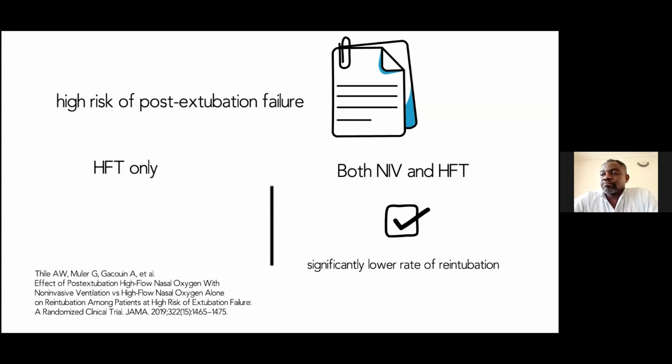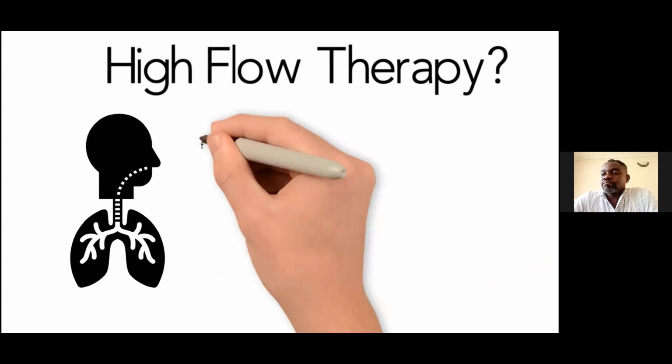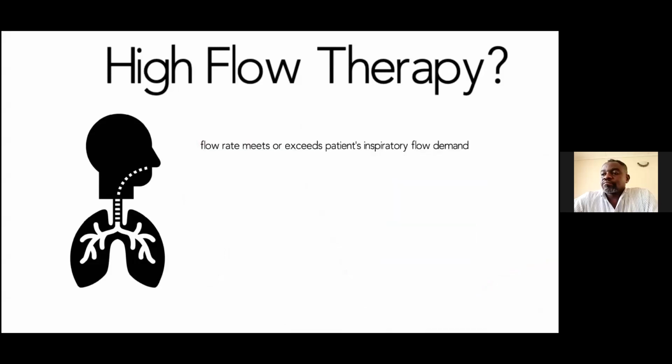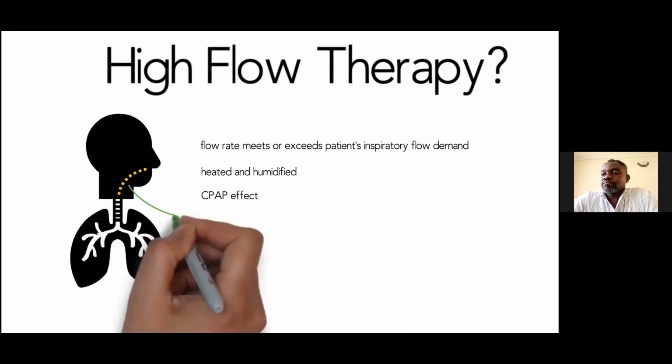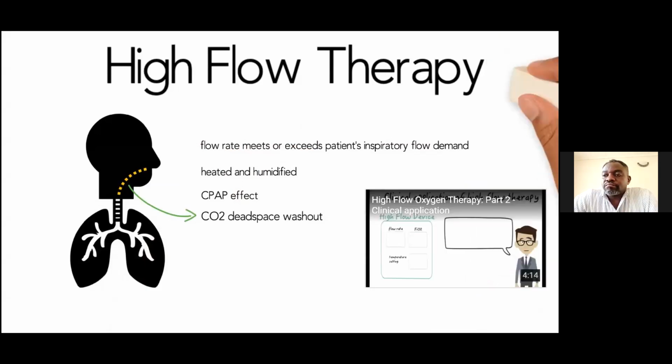So, just a quick final summary on high flow therapy. High flow oxygen therapy usually delivers oxygen at a flow rate equal to or higher than the patient's actual inspiratory flow rate. It should be heated and humidified for patient tolerance, and depending on the flow rate and the seal around the nose and mouth, high flow oxygen may create a CPAP effect, although we don't know exactly how much. It also may wash out some CO2 that is in the upper airway, which is often referred to as CO2 dead space washout. But again, we don't know exactly how much. So that's your quick introduction to high flow therapy.